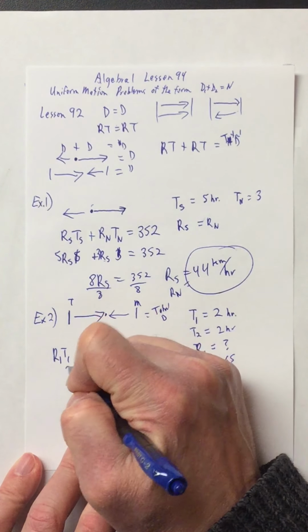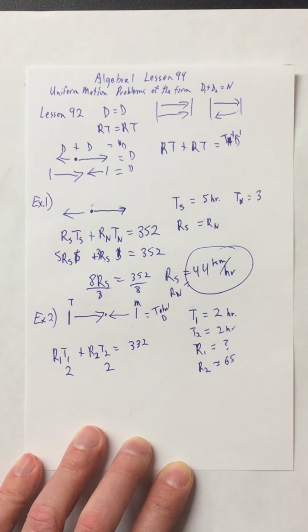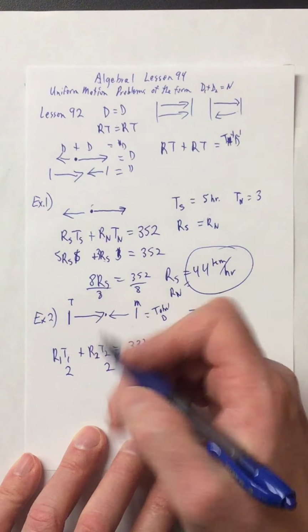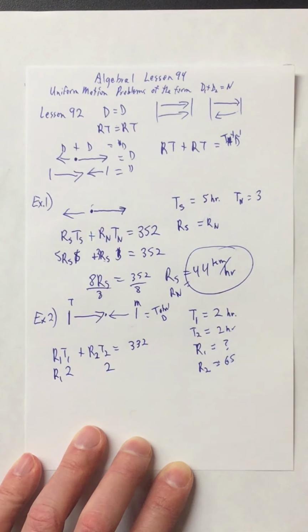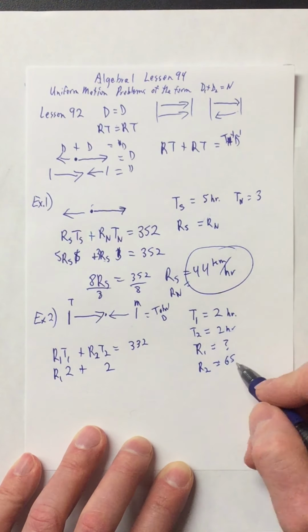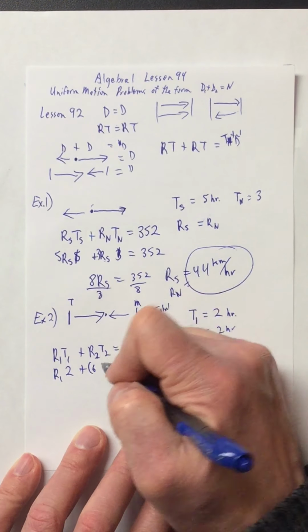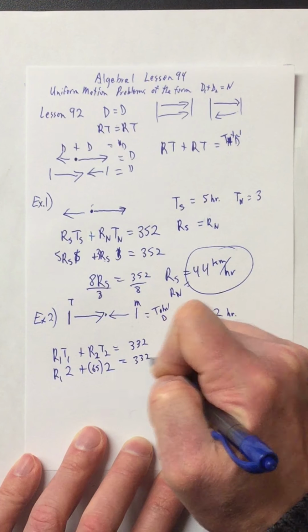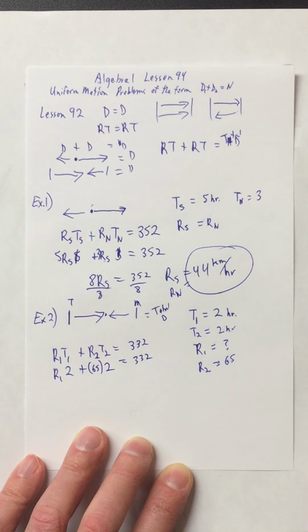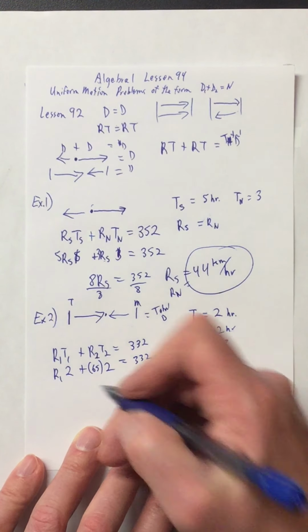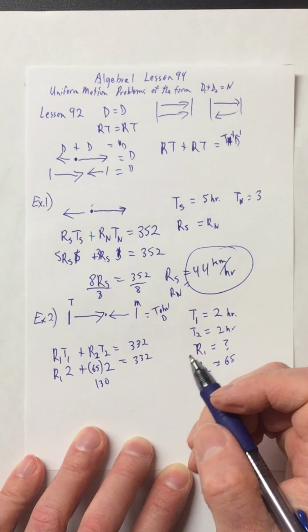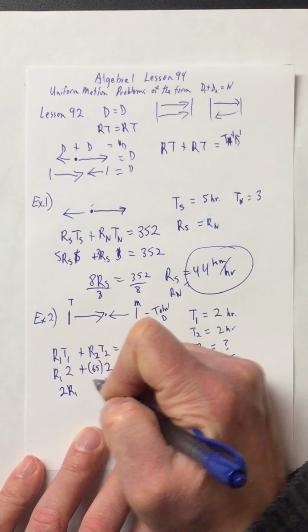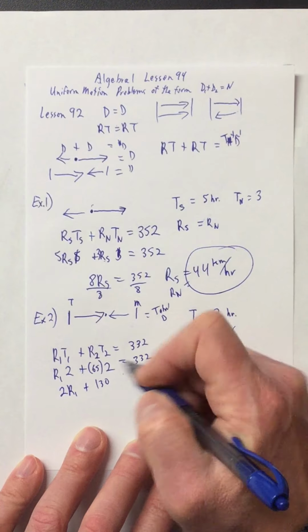All right, let's fill in some information. The time of the first train is 2, the time of the second train is 2. The rate of the first train we don't know, so we'll bring that down as our variable. The rate of the second train, parentheses, it's multiplication, is 65, and then bring that down. All right, we have 65 times 2 is 130. So 2 times the rate of 1 plus 130 is equal to that.